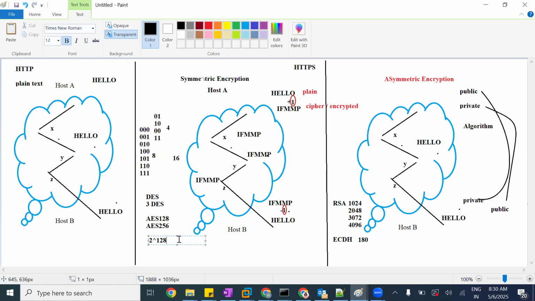Assume 2 power 10. Now 128 means 2 power 10 multiplied by itself, around 10 times. So 1000 into 1000 into 1000, like that 10 times, a very huge number. So the key will be like this. Think like, if the key is like this, is it possible to guess? That's it. The moment the key size increases to more than 5 or 6, it is over. Normally, it is very difficult.